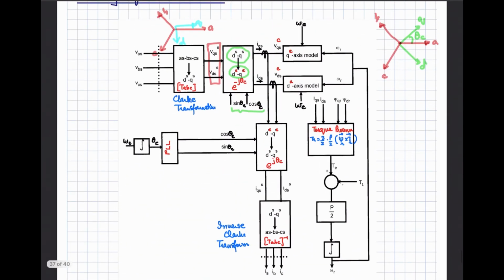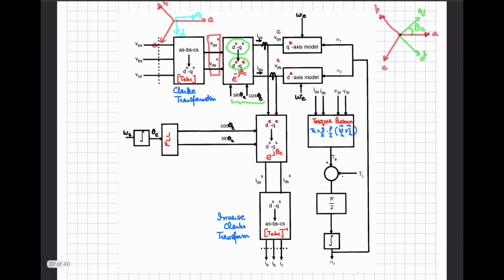Okay, so let's conclude this video. We have basically discussed the power equivalence in the different frames of reference, and then we have seen the torque equation, and then we have the complete signal flow for the induction motor. And this is very important because we will be using it later on in the upcoming videos to discuss the field oriented control of the induction motor.